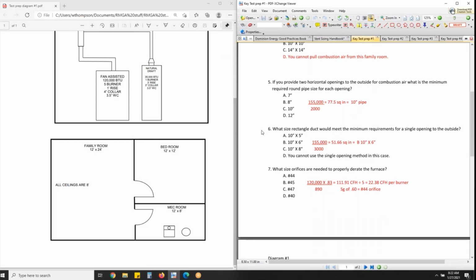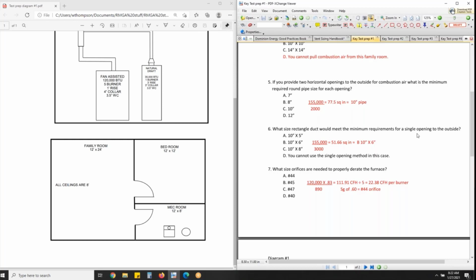Okay. Number 6, what size rectangular duct would meet the minimum requirements for a single opening to the outside? So again, here's the math. We have 155,000 BTUs. For a single opening, we divide by 3,000. We have 51.66 square inches, and B, 10 by 6, okay? Now earlier, Tim posed the question, well, if I stick a 10 by 6 grill on this 10 by 6 duct, I don't have that many square inches anymore, right? It reduces it.